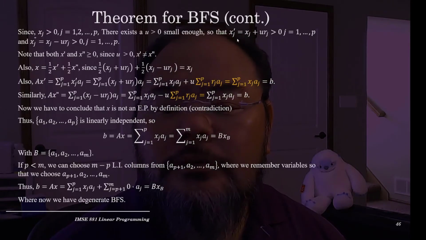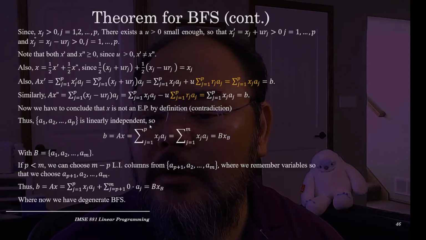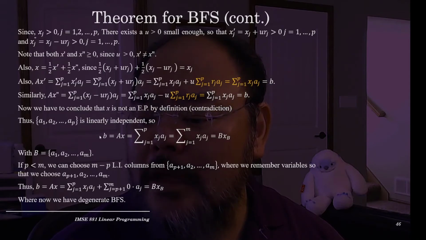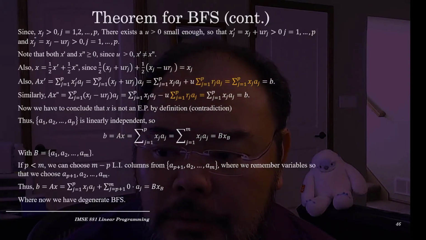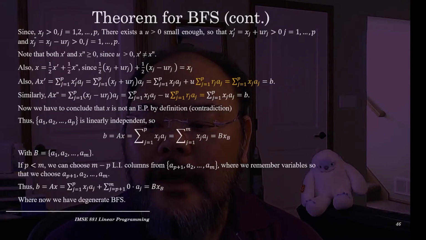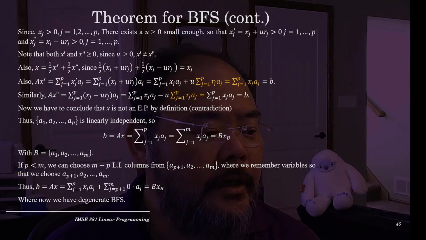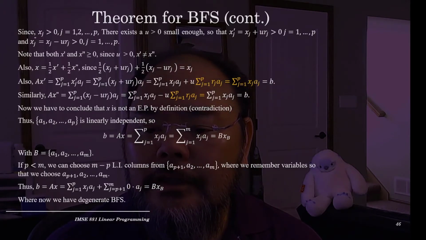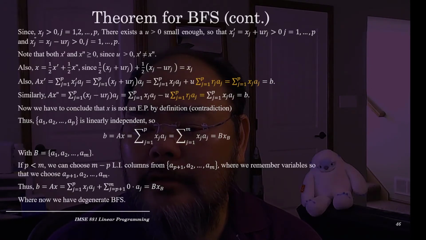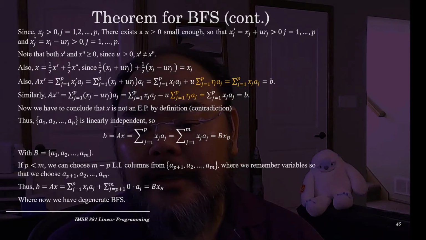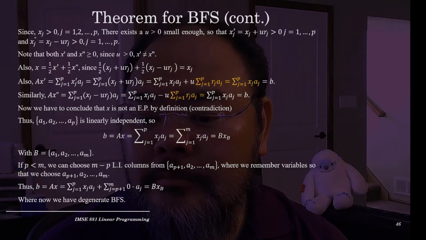Okay? 2 times mu times rj, and therefore we can prove that x is not an extreme point. So the proof is a little bit more formal, but here what we're trying to do is, if A1 to AP are linearly dependent, we can always find two other points using their convex combination to represent the current solution. So the current solution is not a basic feasible solution. It's not basic, so therefore it's not an extreme point in that case.